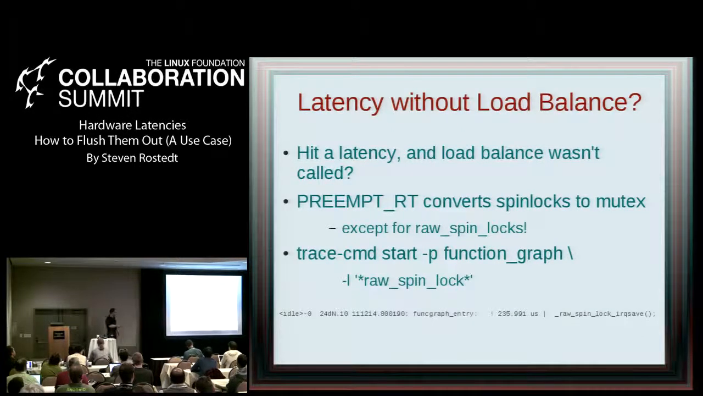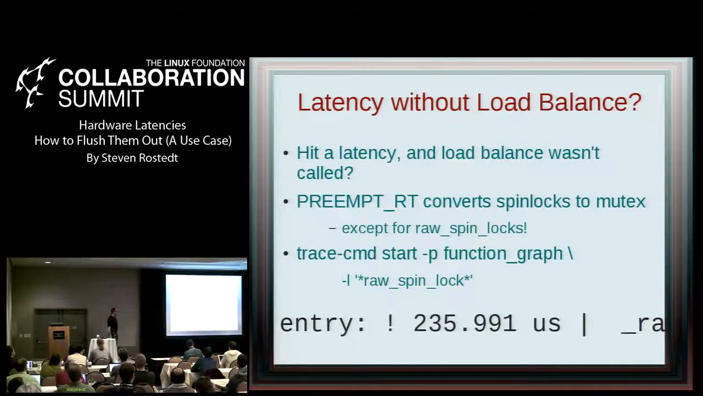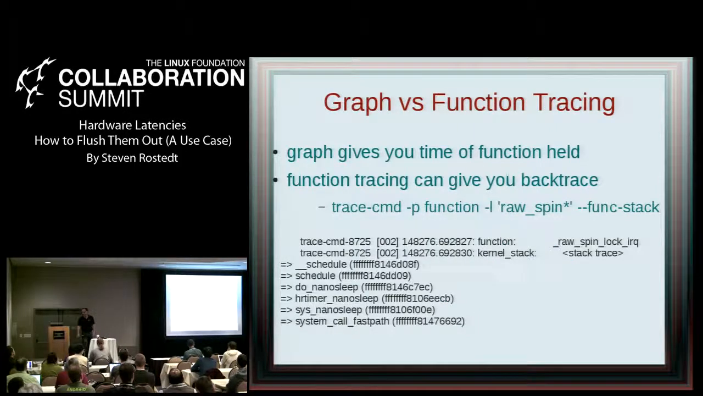And this is the one I got. You can't see this, but I found this: 235 microseconds to grab a spin lock. But it didn't tell me what spin lock it was. There, now you can really see it. So, graph versus function tracing.